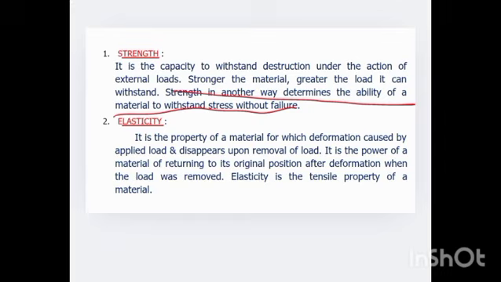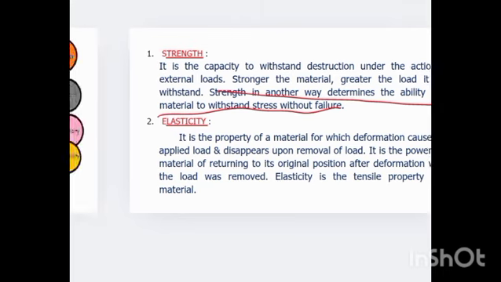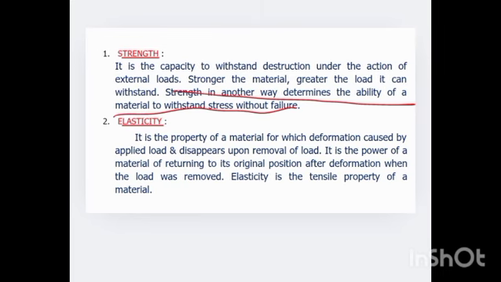Then elasticity. Elasticity is a property of a material by which it returns to its original shape after the removal of load. When a material is stretched or compressed and then comes back to its original position after the removal of load, that property is called elasticity. This elasticity is mainly present in springs, rubber bands, and structural components.